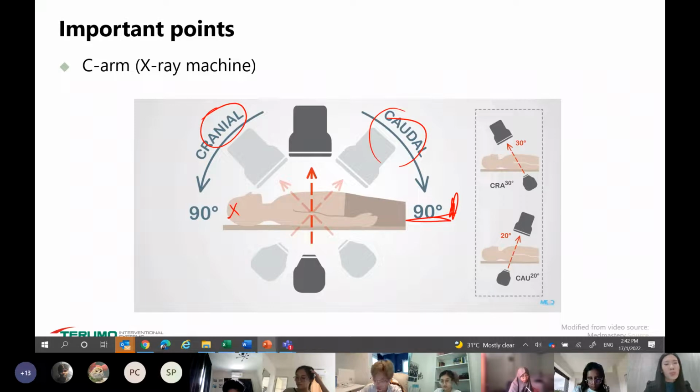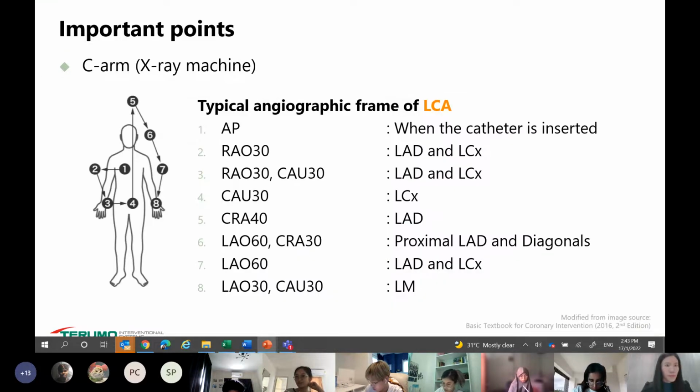They don't do it up to 90 degrees. Usually the maximum is up to 30, 40 degrees, because if you do 90 degrees, it will hit the patient's head, and you don't need to have such a steep angle. So typically they do 30 to 40 degrees rotation.